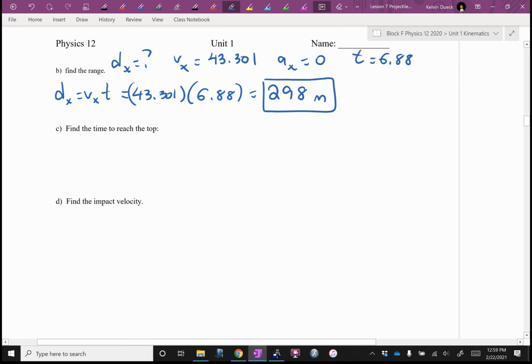What's C want me to find? Time to reach the what? Top. Do you think I'm going to solve that vertically or horizontally? Vertically. So I'm not going to do the full t-table. I'm only going to put vertical values here. So I'm going to make a little note. This wants me to find t top. Vertically, AY is negative 9.8. Was there a VY initial? And if so, what was it? It should be in your t-table, I hope. Oh yeah, that's right. It worked out evenly.